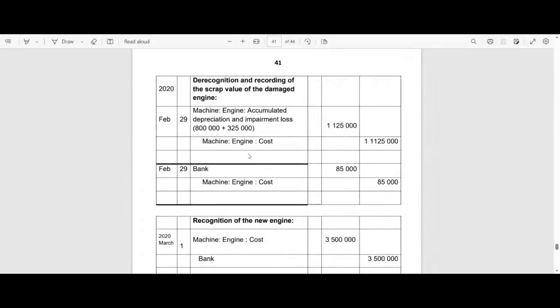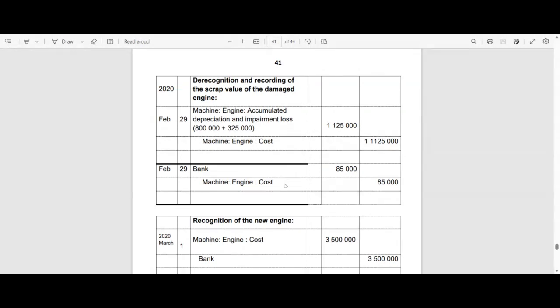We can do it in one step or we can do it in two steps. In this particular case, it was done in two steps. So, ladies and gentlemen, we've already mentioned there the cost needs to be credited with that 1,125,000 rands. Our machine, the engine of it, the accumulated depreciation and impairment losses now also has a balance of 1,125,000. That is a credit balance. So to get rid of it, it means we now have to go and debit it, right?